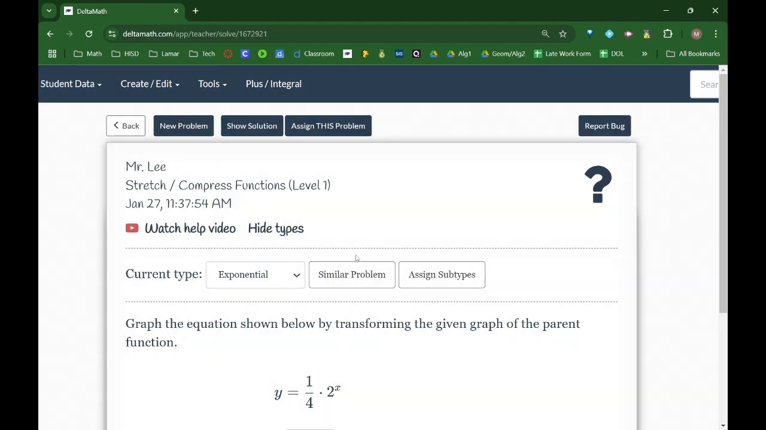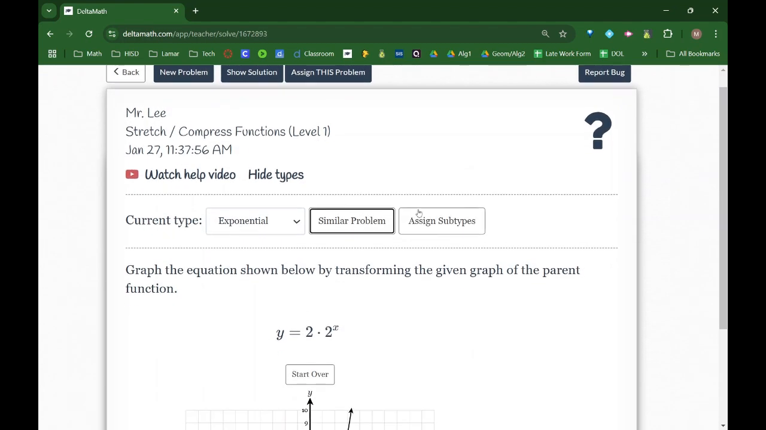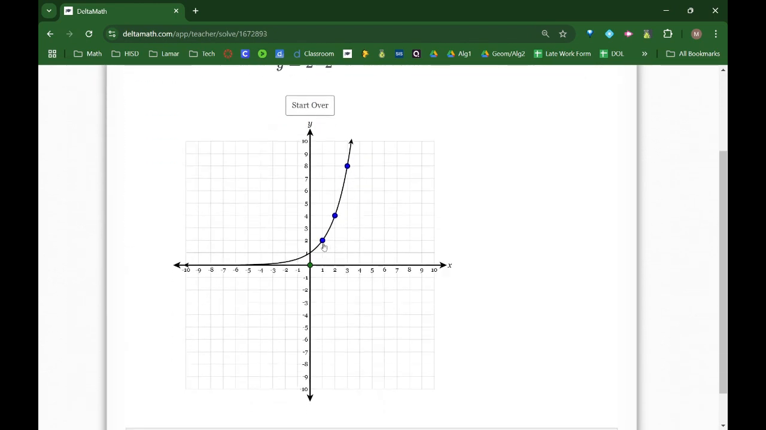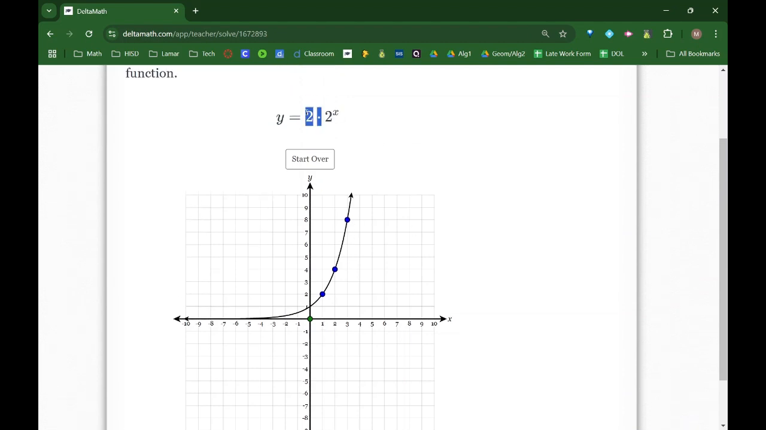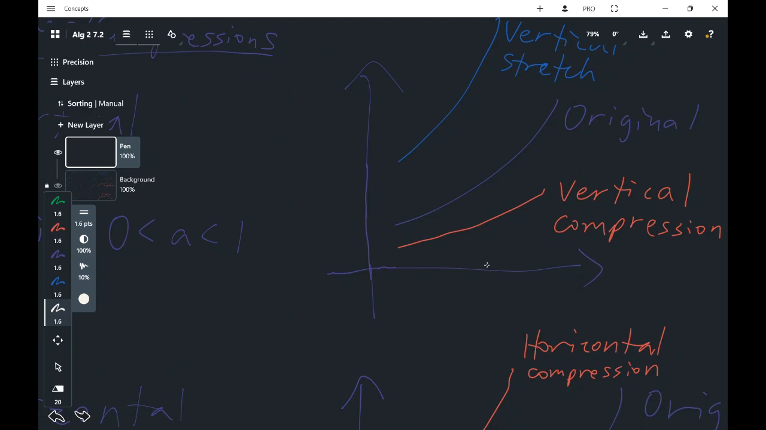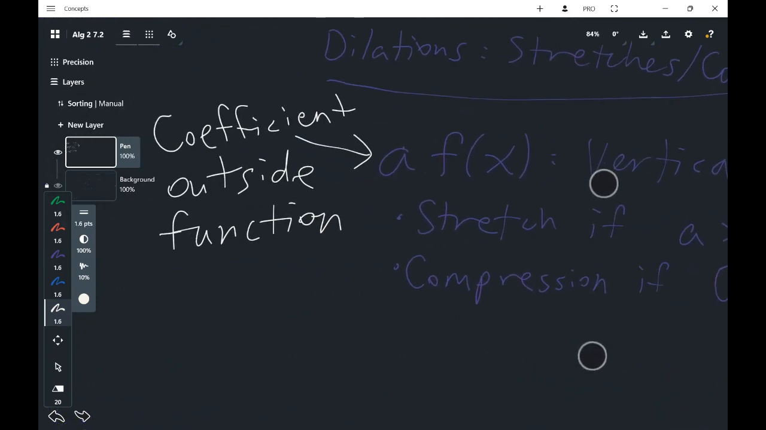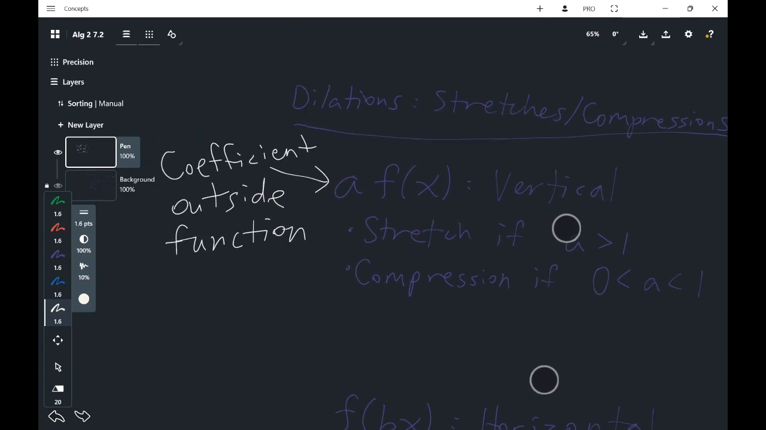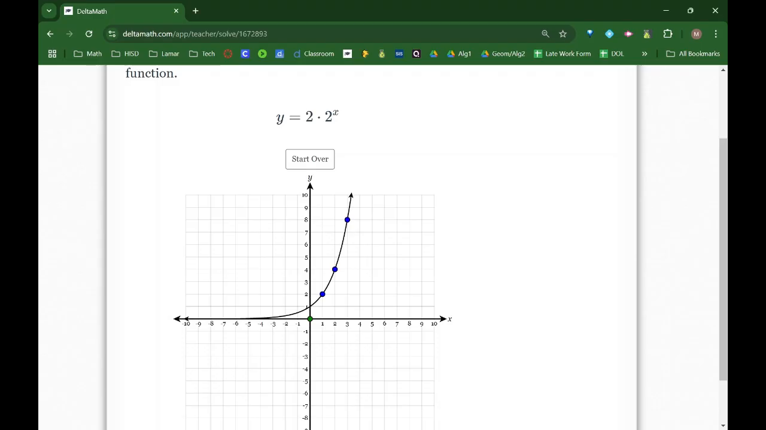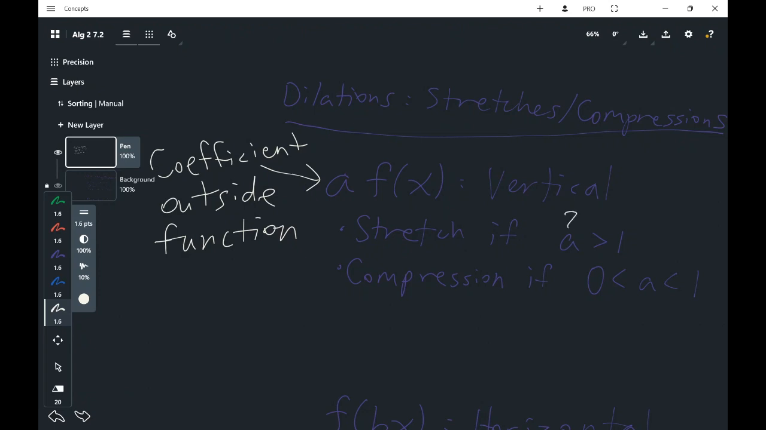Okay, let's try another one here. That one's a bit similar. Let's try. Yeah, this works. Okay, so let's do our quick check here. We have 2 to the power of x. Remember, it's 2 to the power of whatever x is. So for instance, 4 is 2 to the power of 2, 2 is 2 to the power of 1. Okay, cool. And this time we're multiplying by 2 on the outside. So same deal, if we're multiplying on the outside, this is a vertical dilation of some sort. And this time we're multiplying by 2. 2 is greater than 1. So that means this is a stretch.